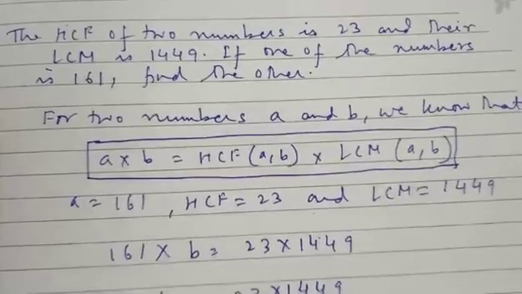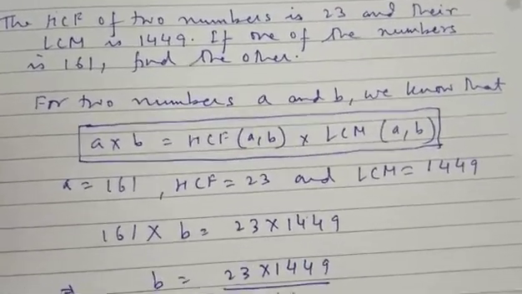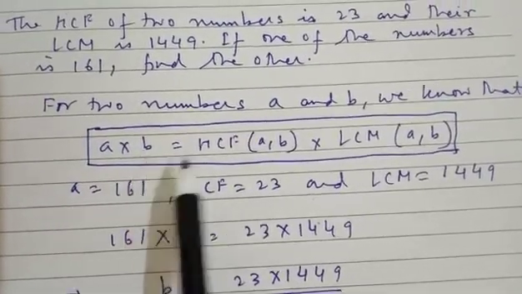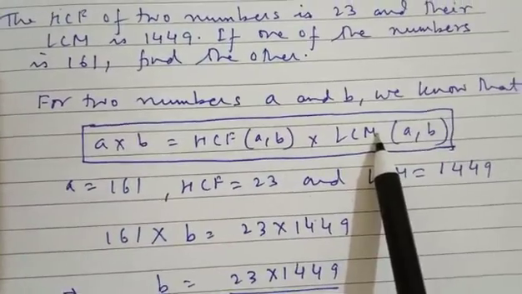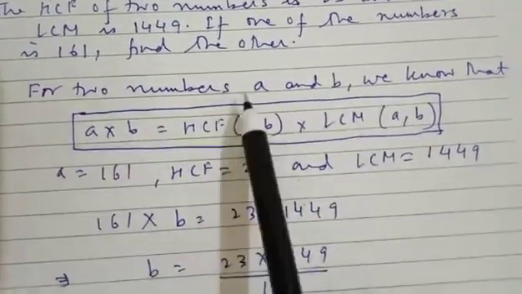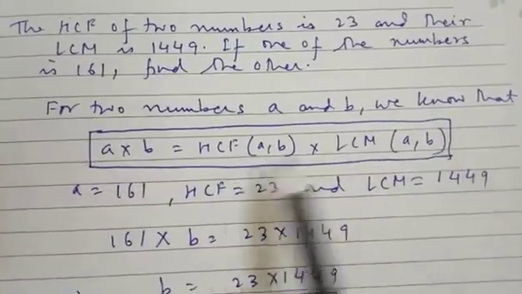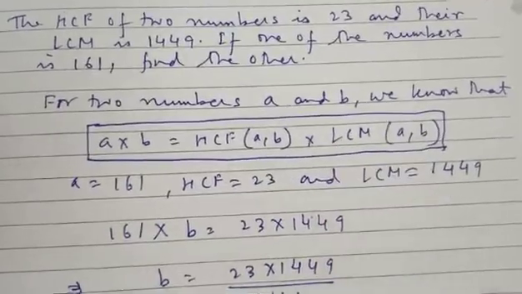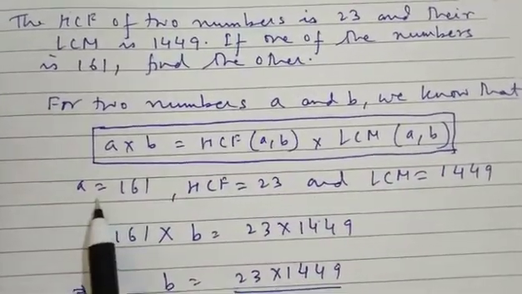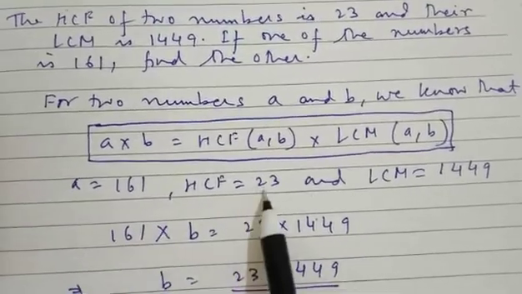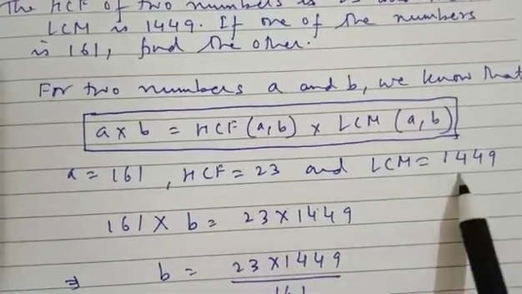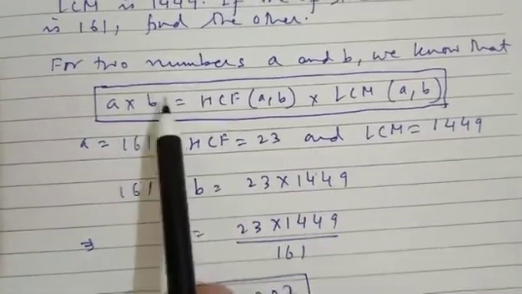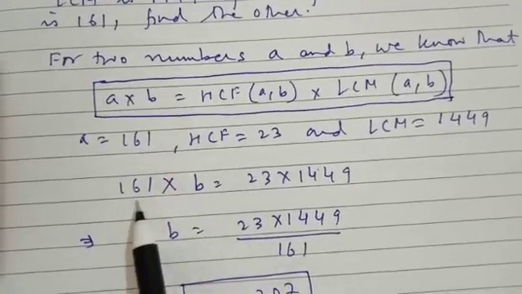Now here, to solve this question, we have a ready-made formula which we have already discussed, that the product of the two numbers will be equal to the product of HCF and LCM. So the solution is, for the two numbers A and B, we know that A into B equals HCF of A and B into LCM of A and B. Now A is given as 161, the HCF is given as 23, the LCM is given as 1449.